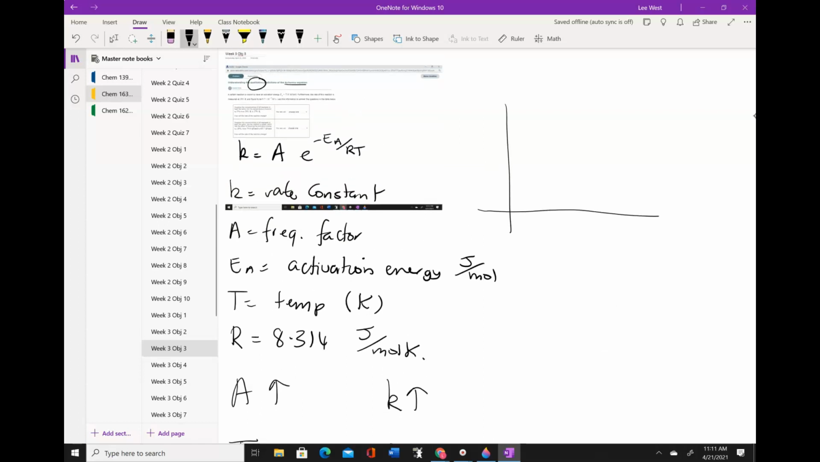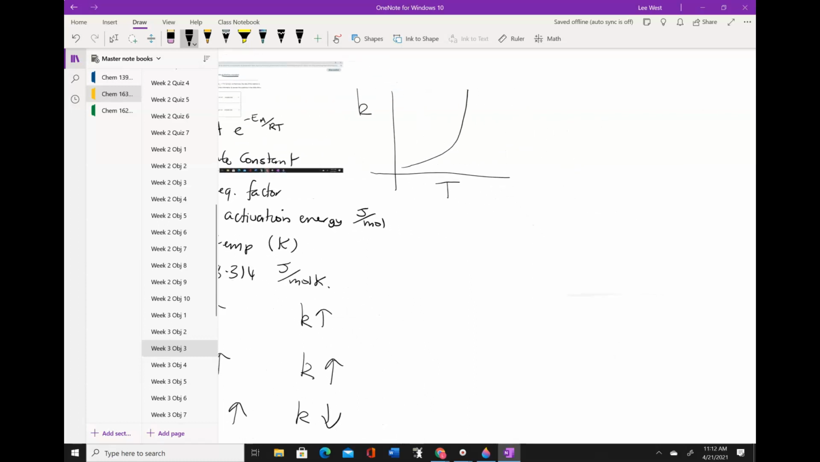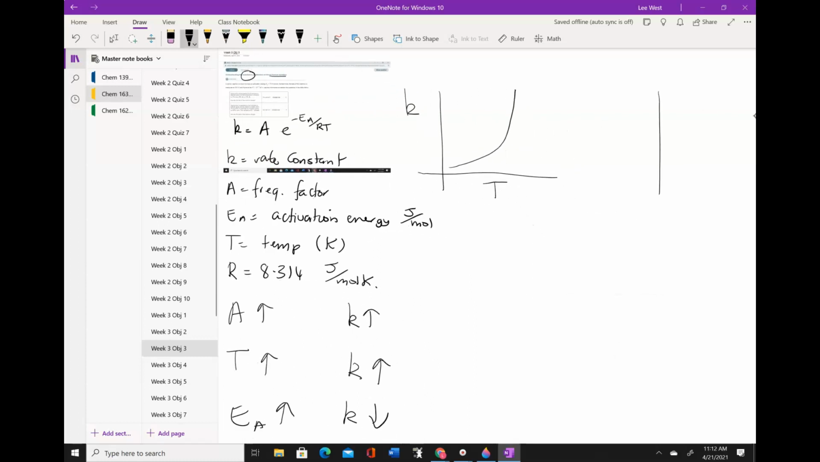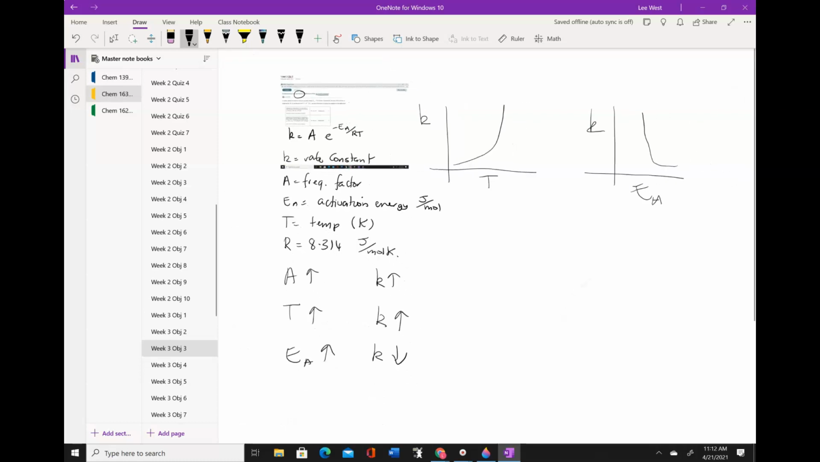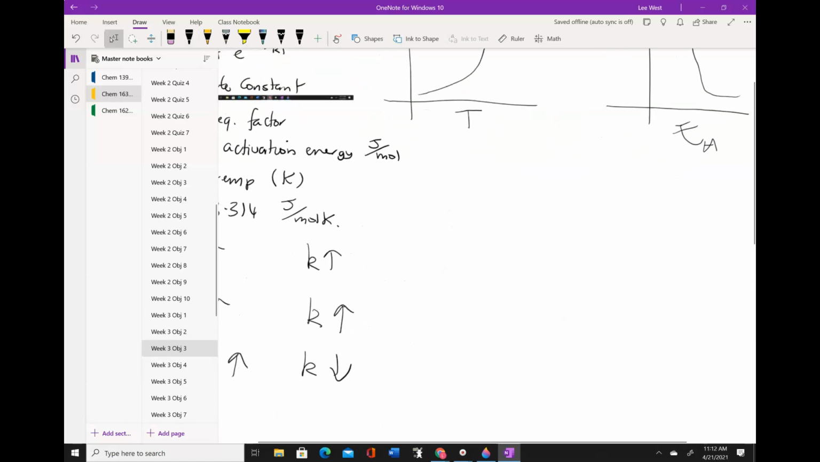It's important to recognize that there is an exponential dependence of the temperature on K. So that means that relatively small changes in temperature lead to big changes in K. And similarly, there is an exponential dependence on the activation energy. So relatively small changes in activation energy lead to big changes in K, and we'll get to that in a moment.